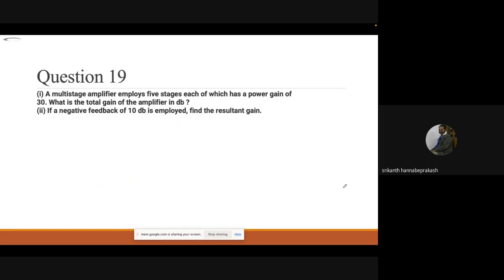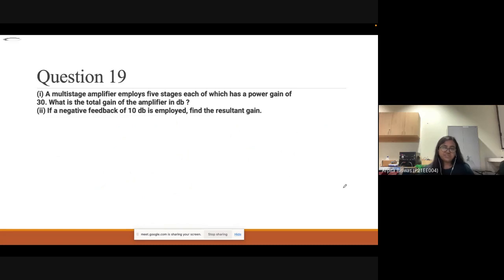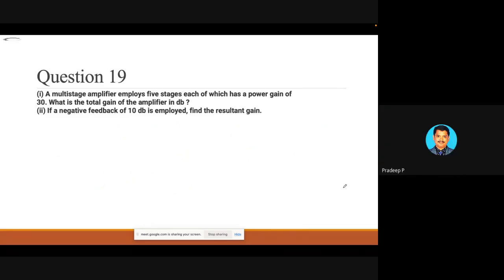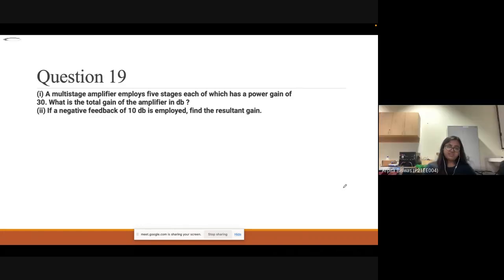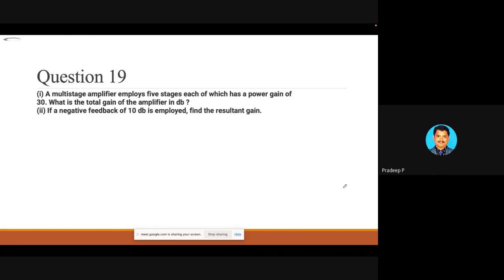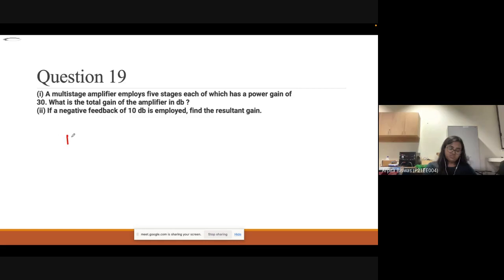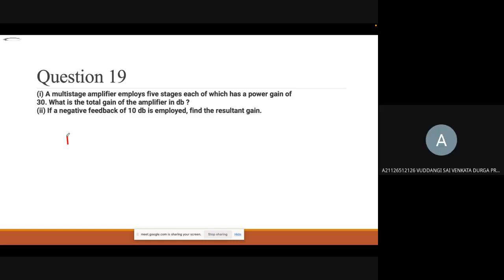First one, the answer is 20 log of 30 into 5. Power gain, no? Yes, and please tell the exact value. Yes, madam. 21.7 decibels, ma'am. No, I'm considering it is power gain, 10 log to the base 150, ma'am. Sorry, power gain.